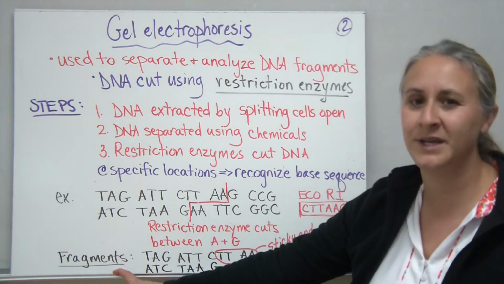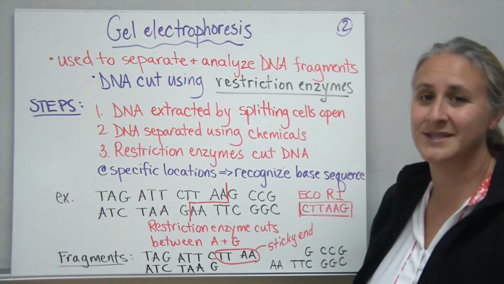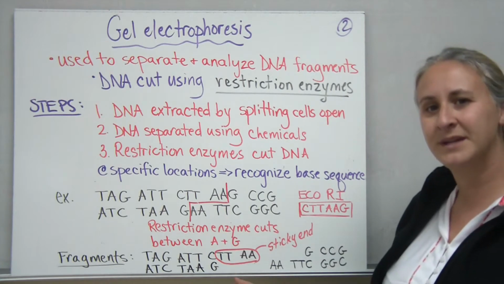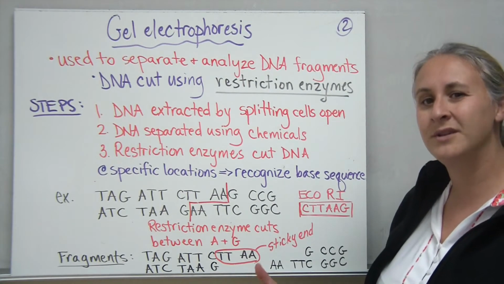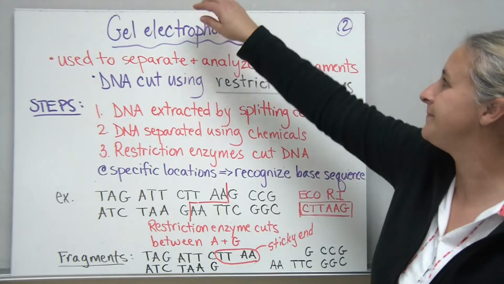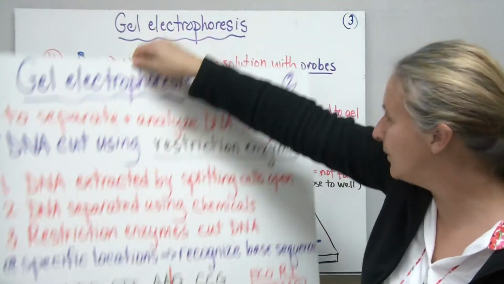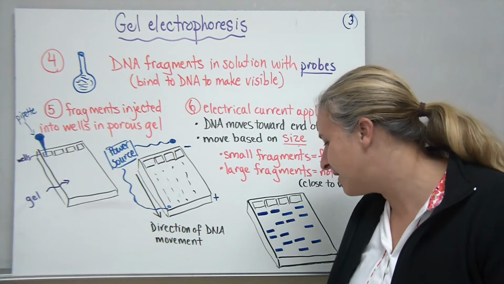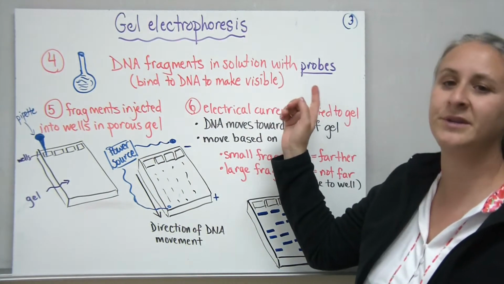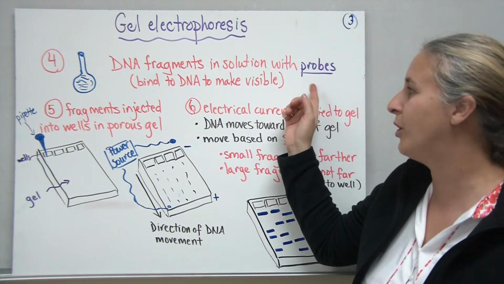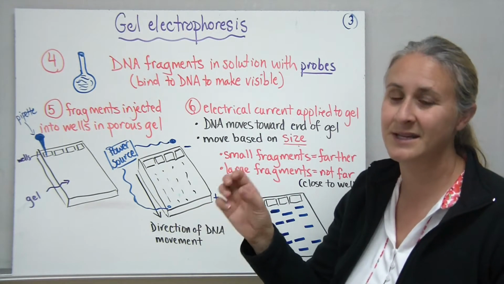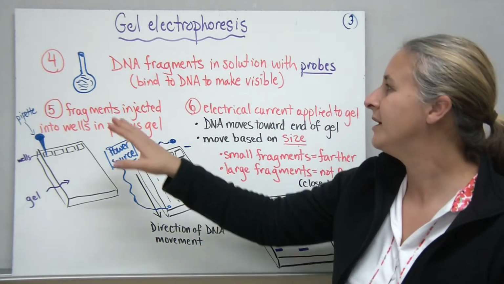When it does that, we end up with things called fragments or sections of DNA. And it turns out that some of these fragments have been cut unevenly. So we call them sticky ends because they're ready to bind to another segment of DNA. Once we've done that, we can take our DNA fragments after we've cut them with our enzymes, and we can put them in a solution with special things called probes. And these probes bind to the DNA, those sticky ends, in order to make them visible.